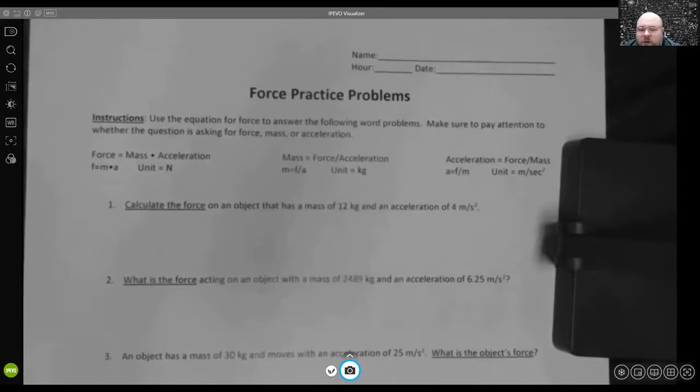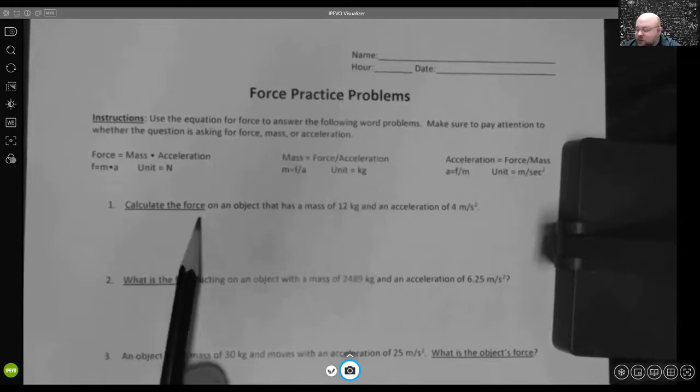So don't forget your units. If it's force, you label it with an N for newtons. If it's mass, you label it with a kg for kilograms. If it's acceleration, you label it with meters per second squared. But let's go ahead and go through some examples here. Let's look at number 1.